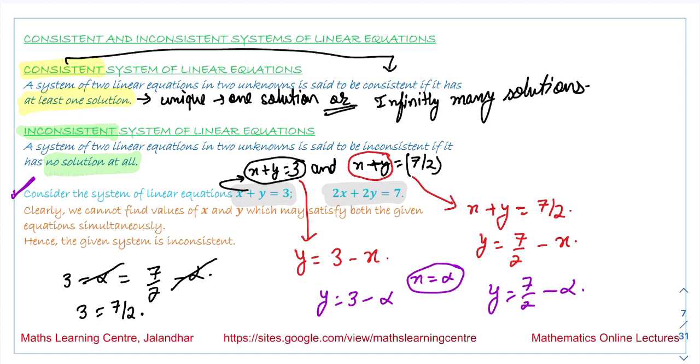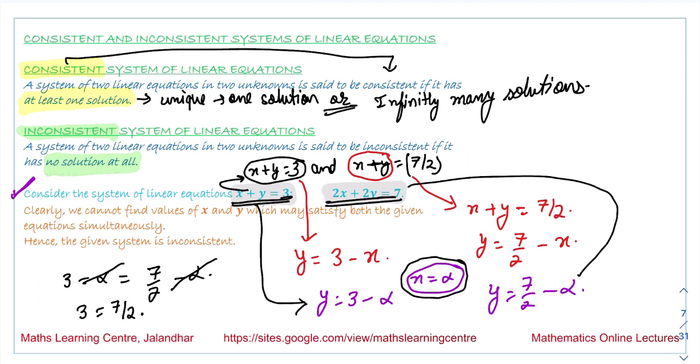These are the simultaneous equations given to us. We are supposing any number x is equal to alpha satisfies both these equations. Corresponding to it, we have to find the value of y which satisfies both. From the first equation, the value of y is 3 minus alpha. From the second equation, the value of y is 7 by 2 minus alpha.